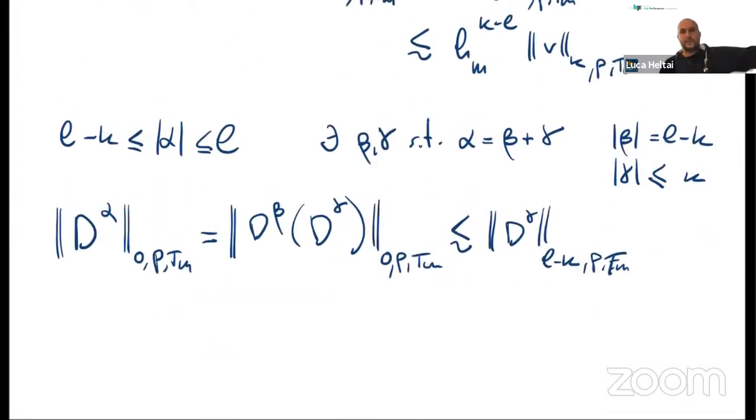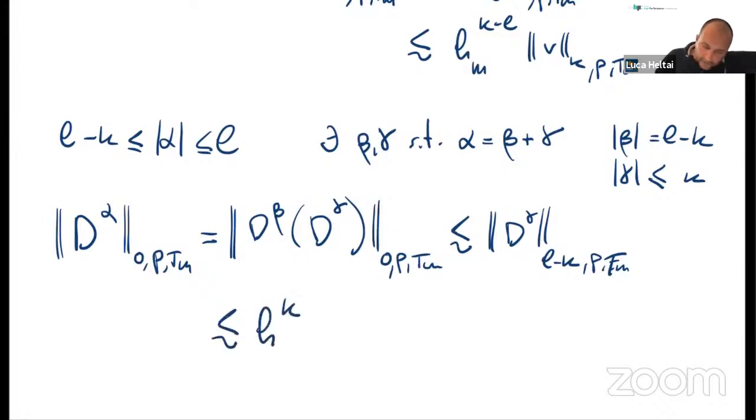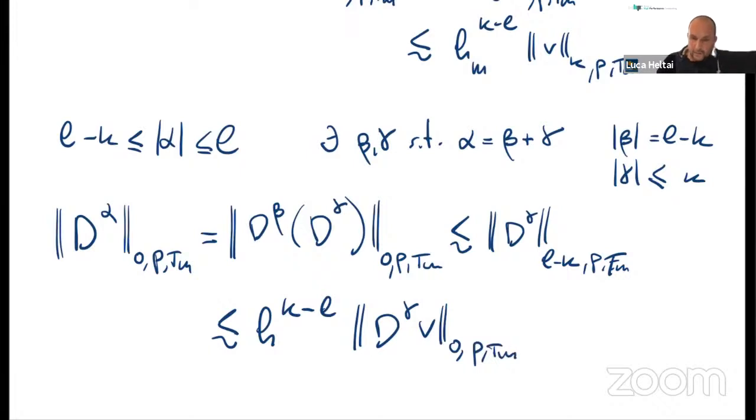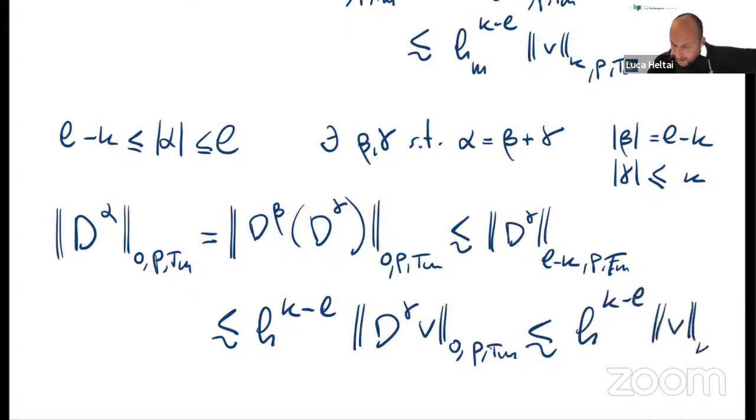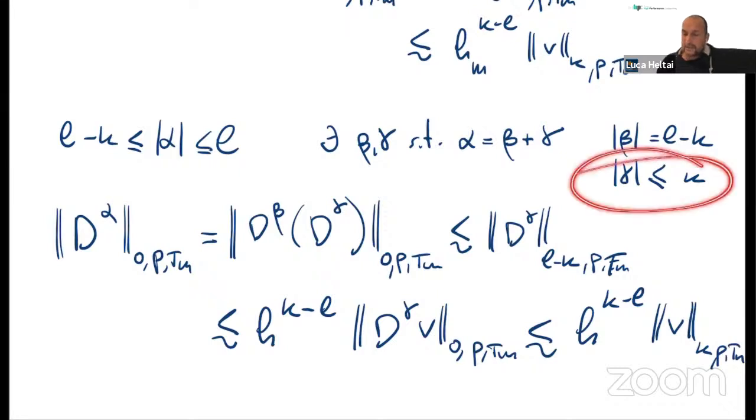And once you have done that, this simply says that you have h to the power K minus L, and here you have d gamma v 0 by the estimate that we had above. So this is 0 PTM, and now of course you keep going and you keep having h to the power K minus L, and you can plug v power K PTM here on the right, simply because the gamma that you have here is smaller or equal than K.